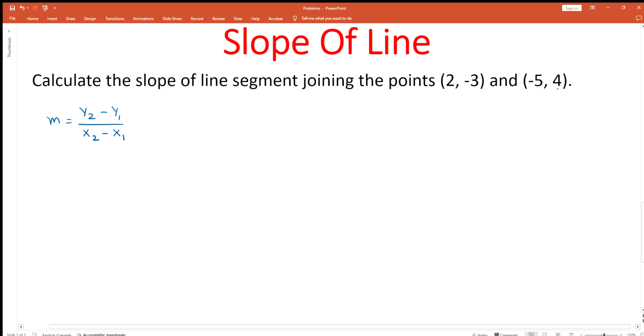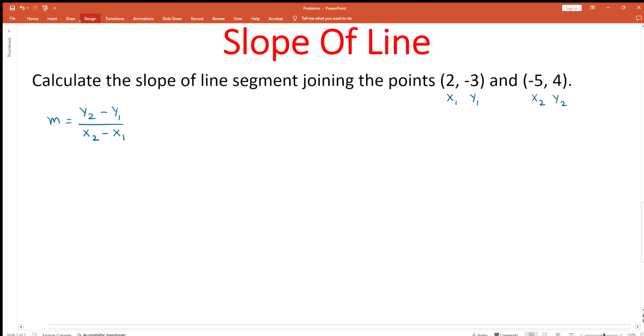In this problem, we are given the points (2, -3) and (-5, 4). We can label one of these points as x1, y1 and the other point as x2, y2. We can label either of these points as x1, y1 and the other one as x2, y2. The final answer will be the same.